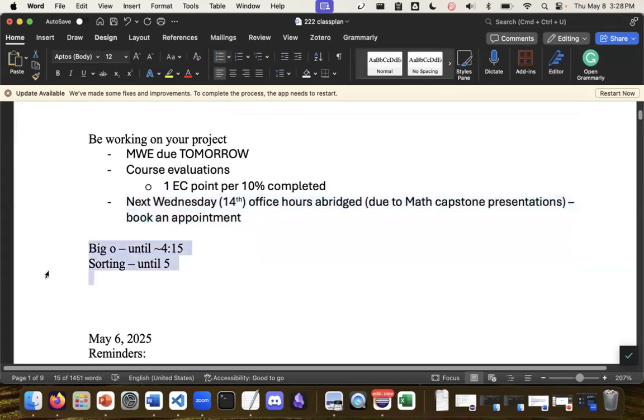Okay, so for today, we're talking about algorithms. So we've kind of finished with recursion for now, and we're moving on to a new topic. So hopefully you're working on lab 8 and getting it done by tonight.